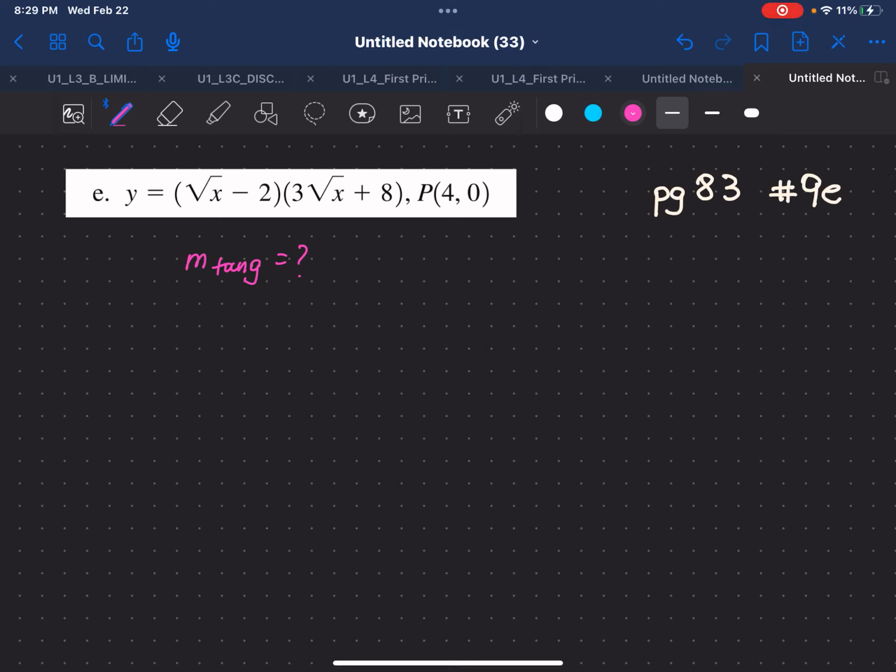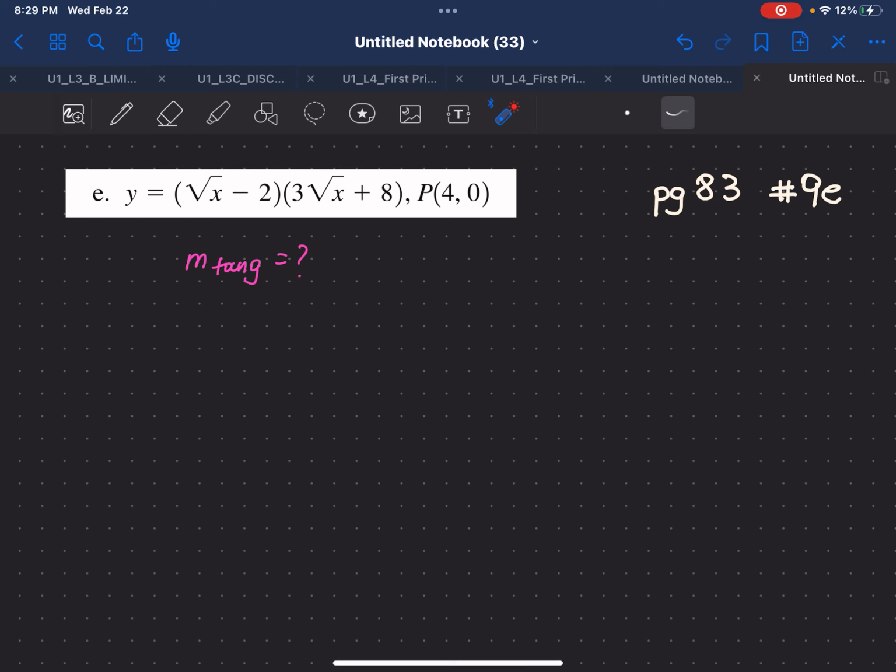We are looking at some homework questions, and these questions were actually assigned for review for the unit 1 test, which is about rates of change and the first principles, determining the derivatives by using the first principles. So what we have in this case is question 9e from the textbook, page 83. The function is y equals square root of x minus 2, multiplied by 3 root x plus 8. And we have to find the slope of the tangent at the point P with coordinates 4 and 0.